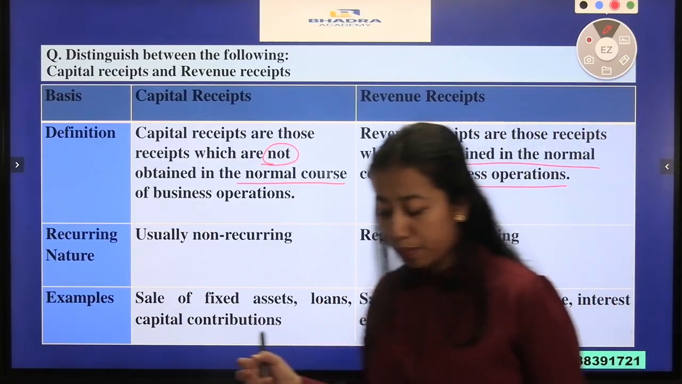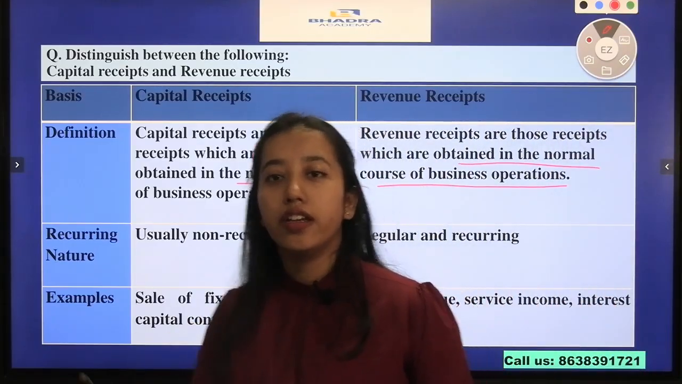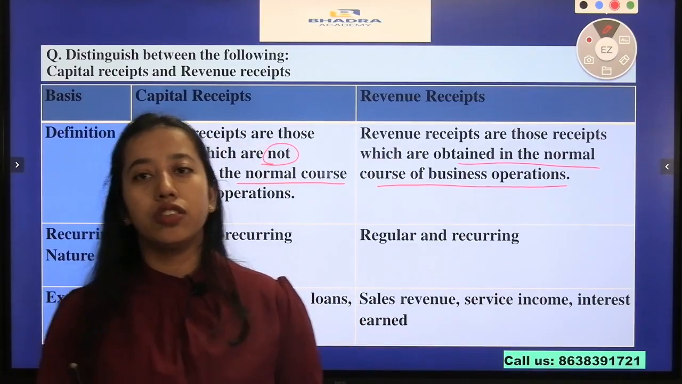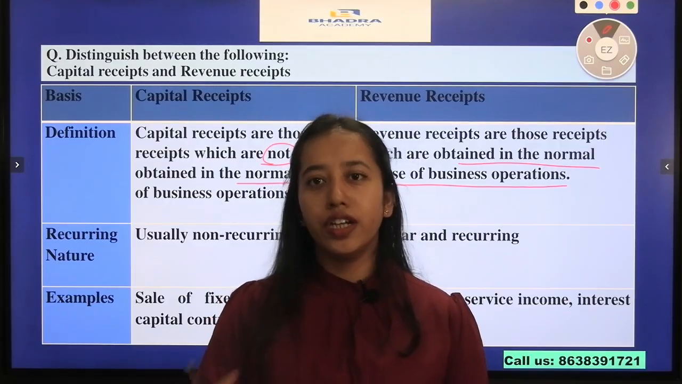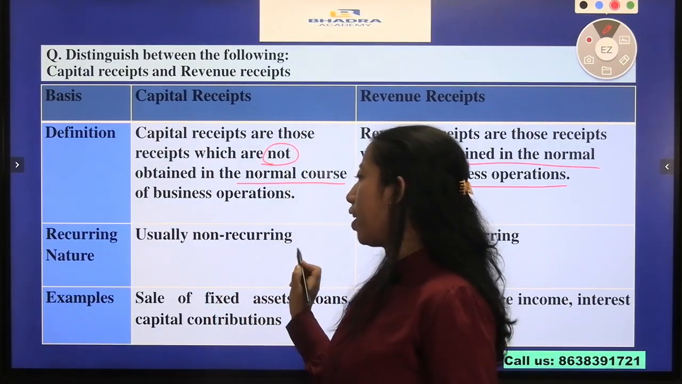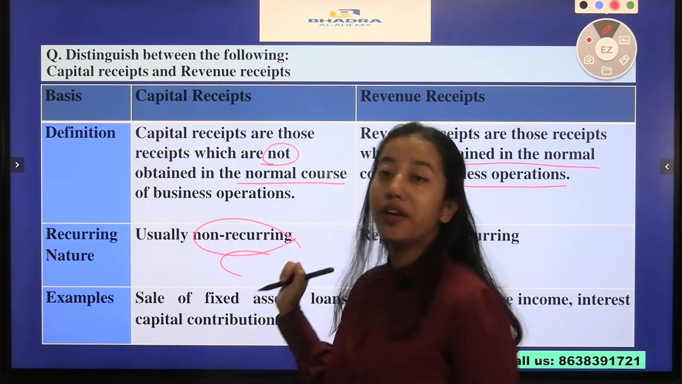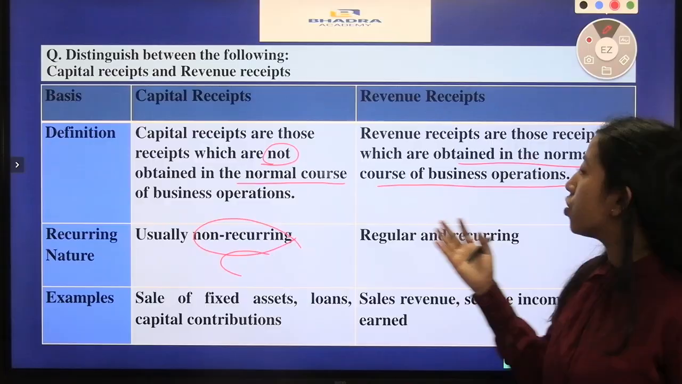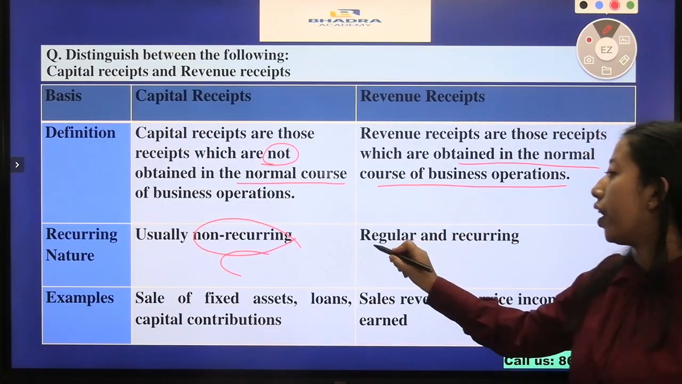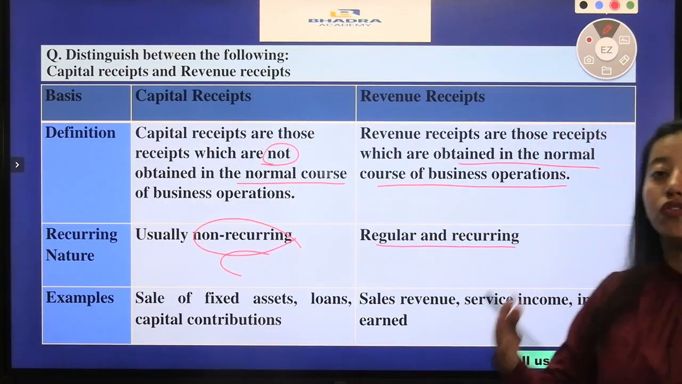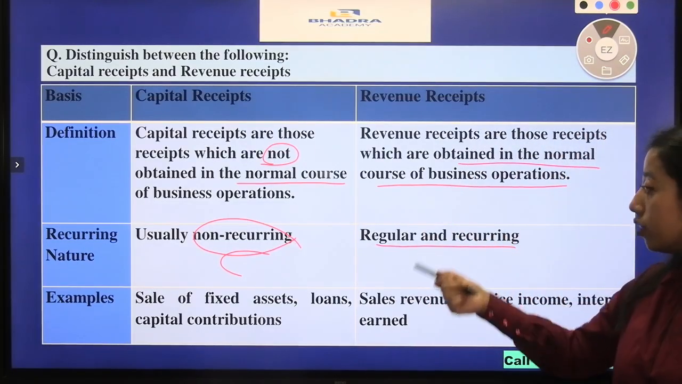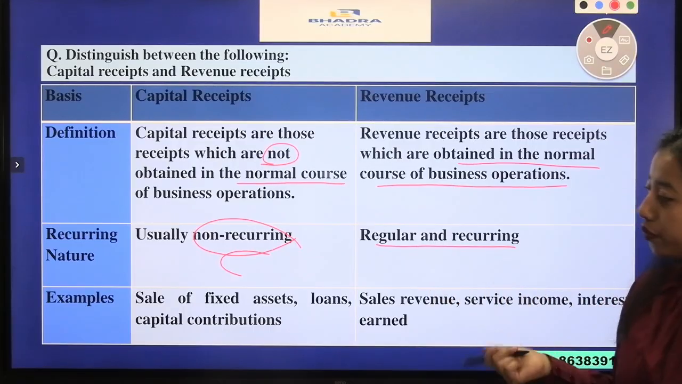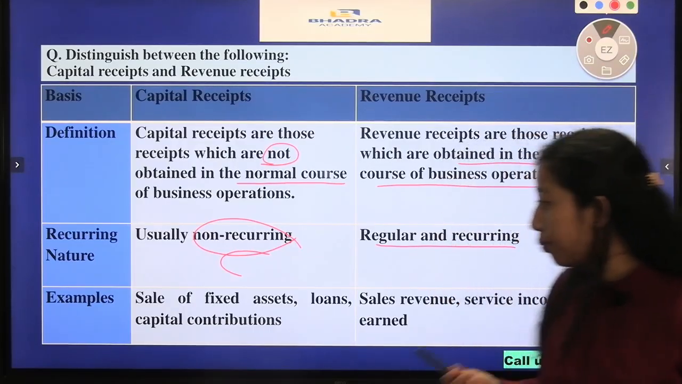As I gave the example, selling of a plot of land. The business person will not sell a plot of land monthly or yearly. So it is non-recurring. Non-recurring means non-repeating. Next, revenue receipts are regular and recurring. As I said, selling of goods happens regularly for a business. So these are regular and recurring. So here we have the example.